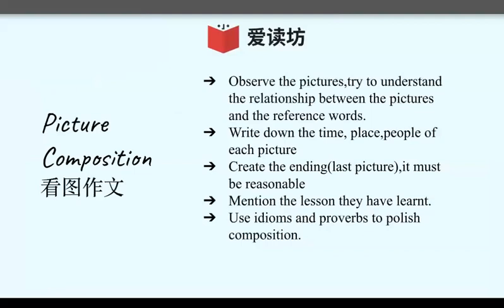For the picture composition, students have to observe the picture and try to understand the relationship between the pictures and the reference words. Students should analyze the pictures into 3 parts, which are time, place, and people. When students create the ending for the last picture, it must be reasonable, and they must mention the lesson they have learned from this composition. Students can use idioms or proverbs to polish their compositions.